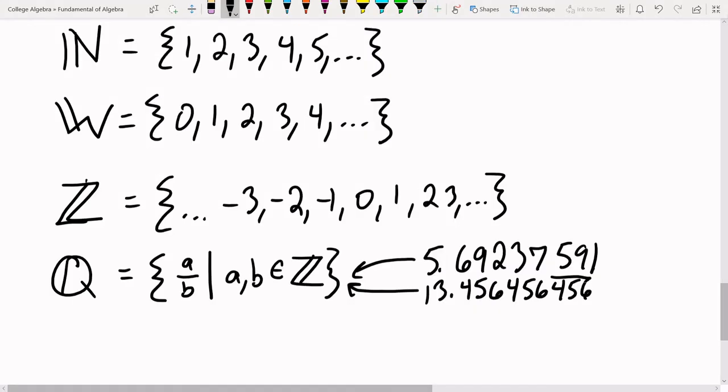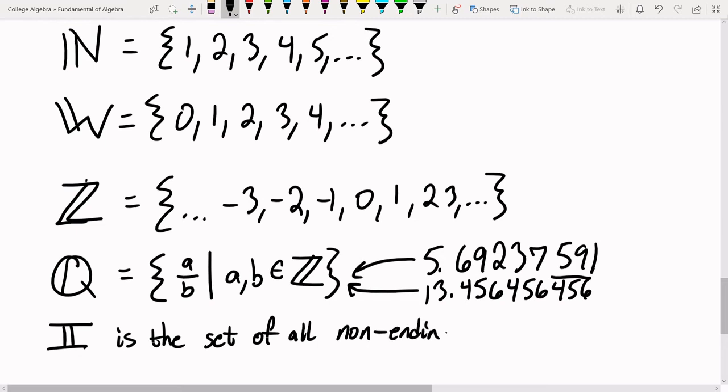The irrational numbers is the next step, and that is given this I. And this one doesn't quite have a nice set notation. We really have to use just English to describe it. And it's the set of all non-ending and non-repeating decimals.